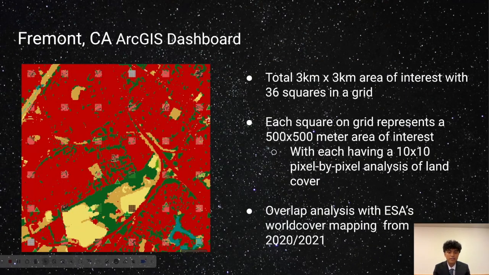And finally, we can see the overlap map of my 3 kilometer by 3 kilometer grid, and all the patches of colored squares in the middle over here are the detailed analysis of high resolution images to actually see whether or not the lower resolution satellite images were accurate or not.